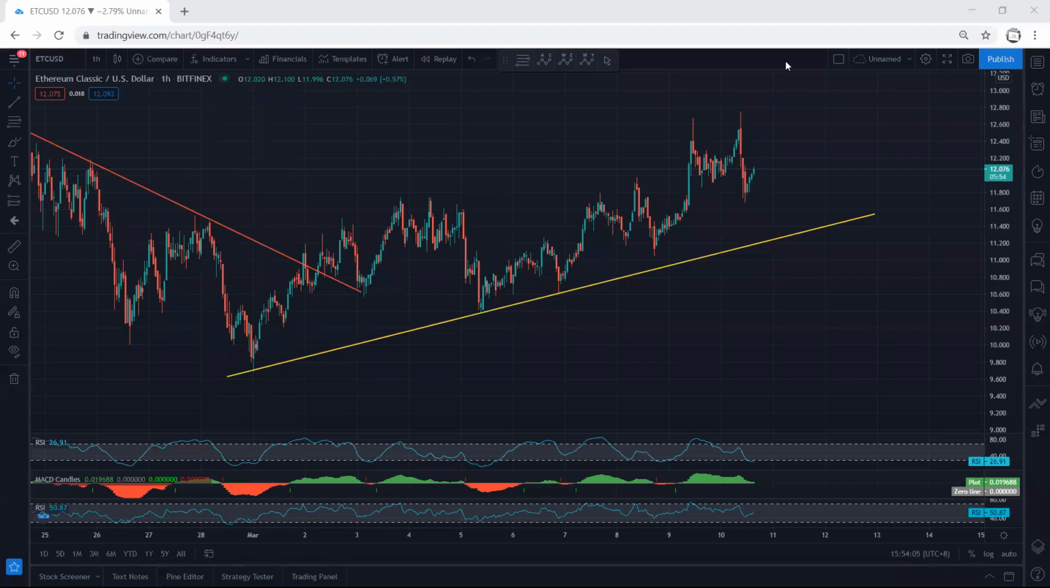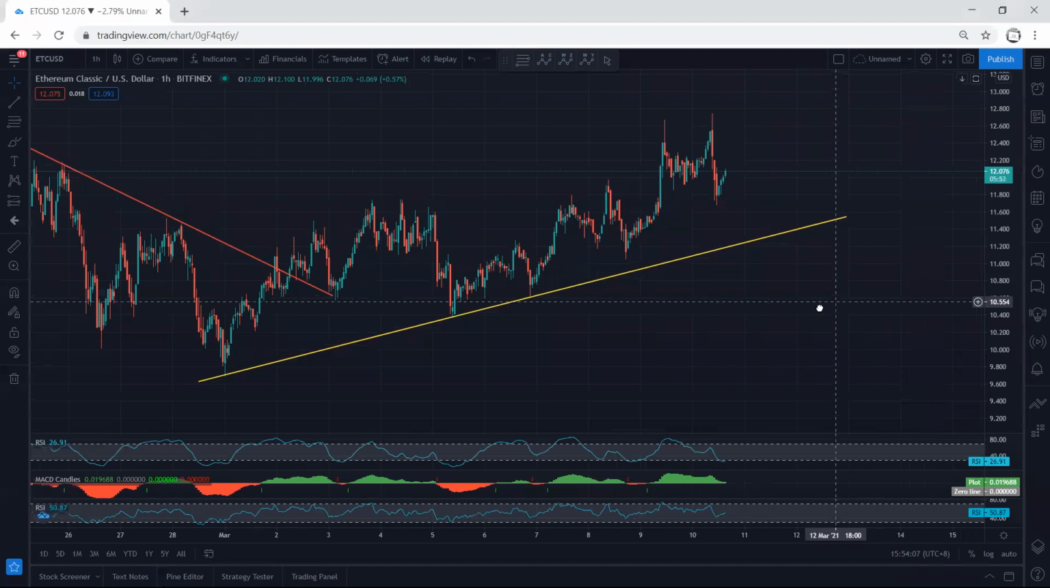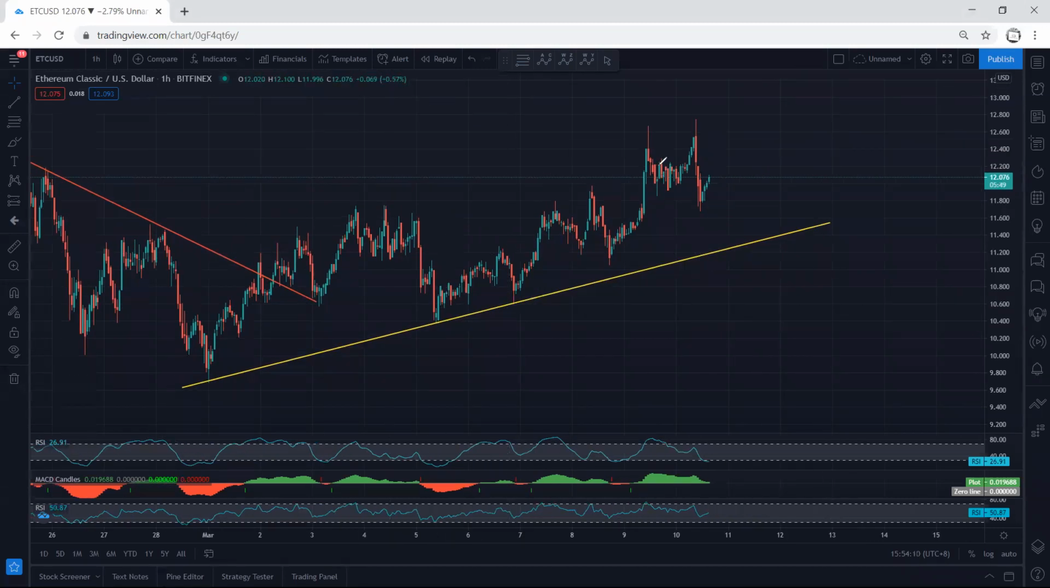etc. We start with 1 hour chart. Okay, as we can see, if we refer to our analysis, we mentioned that when the price was here, we mentioned we need to get a bigger correction. This is what we get.